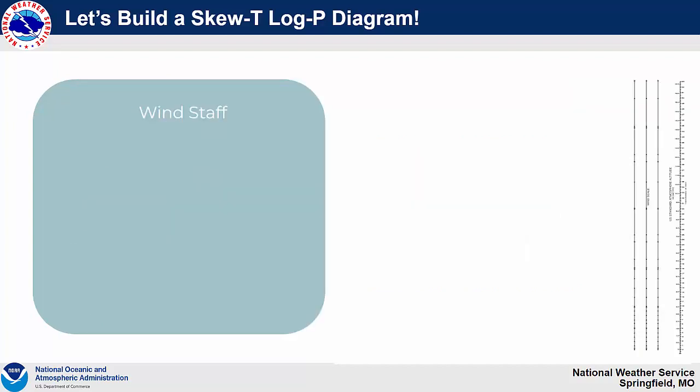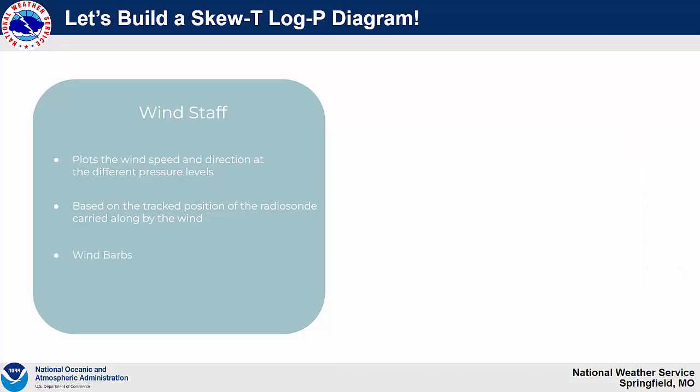Now, the last thing we'll look at on the diagram is the wind staff. The wind staff shows the plotted wind speeds and directions at the different pressure levels, and this is based on the tracked position of the radiosonde as it's carried along by the wind. We can tell what the wind speed and direction is by looking at what is known as wind barbs. Wind barbs can show us what the wind speed is by combining various long and short barbs as well as pennants in order to show what the speed is.